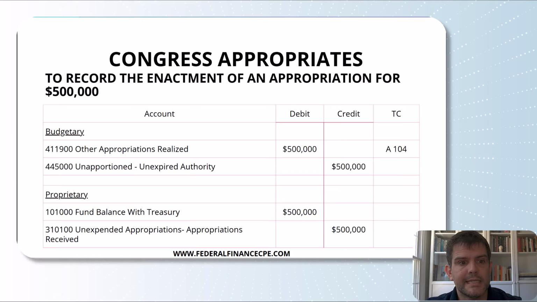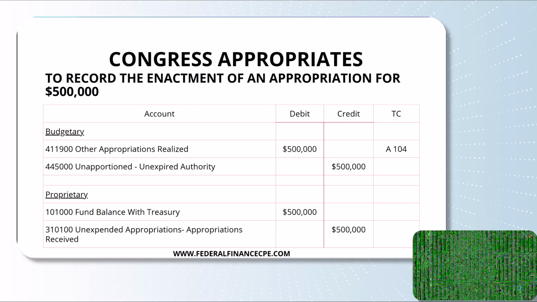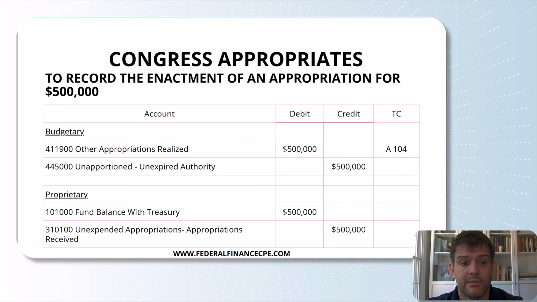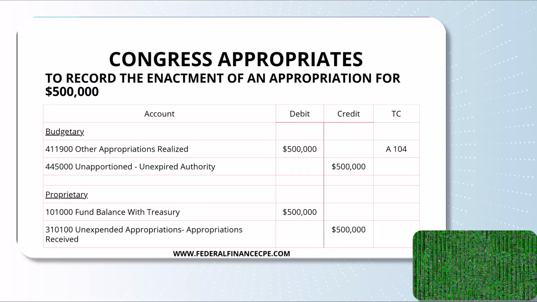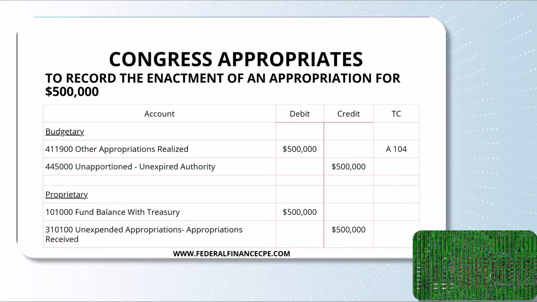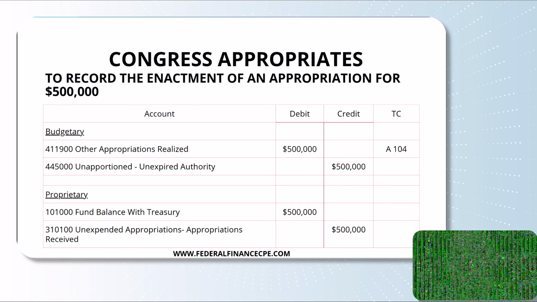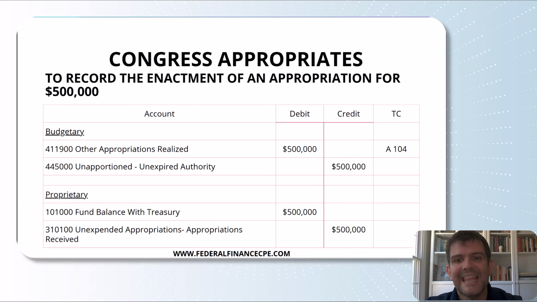So you're going to debit your 41,190, your other appropriations realized, and then you're going to credit your 4450, your unapportioned, unexpired authority. And you're going to record on your proprietary side your 1010, your fund balance with Treasury, and then you're crediting your 3010, your unexpended appropriations, appropriations received. Now this is through transaction code A104.